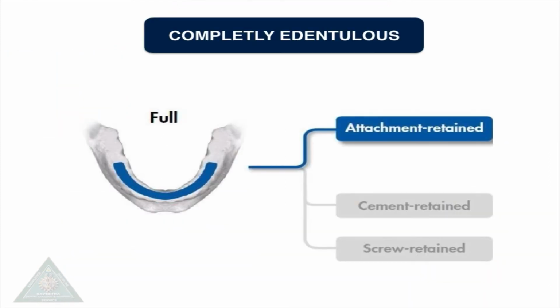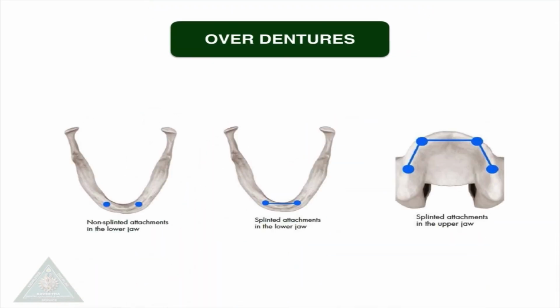And now completely edentulous. And these are again divided as an attachment retained. And these are the overdentures which were mentioned in the previous classes. The implants can be placed as we have shown in the diagram. The first diagram shows it's a non-splintered attachments. And next is the splintered attachments. And in the maxilla, the splintered attachments where 4 implants are placed.